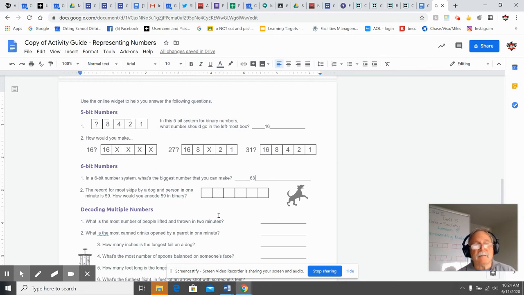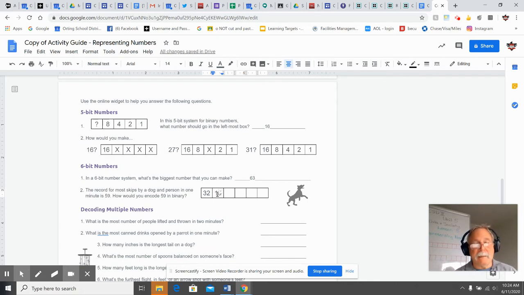Okay, the record for most skips by a dog and person in 1 minute is 59. How would you encode 59? So to do 59, what are we going to do? Let's start with the biggest first. Our biggest is what? 32, because we're in a 6-bit. Remember, 1, 2, 4, 8, 16, 32. Okay, we're getting up to 59, so let's go to the next one too. Let's add those two up. So 32 and 16 is what?